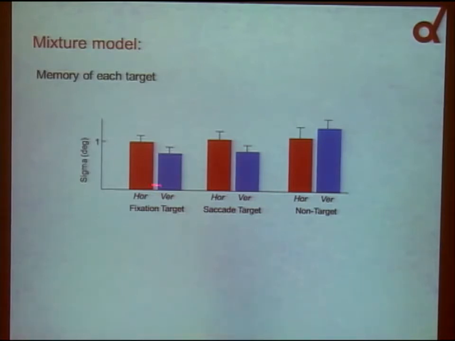So we looked at a memory representation. This is for the fixation target, the saccade target, and the non-target. The horizontal component and the vertical component. And you see here the amount of variance, the sigma value. So it's about 1 degree. A bit more for the horizontal dimension than for the vertical dimension, which makes sense because the saccade is in the horizontal direction. So there's saccadic noise inherent in this representation.